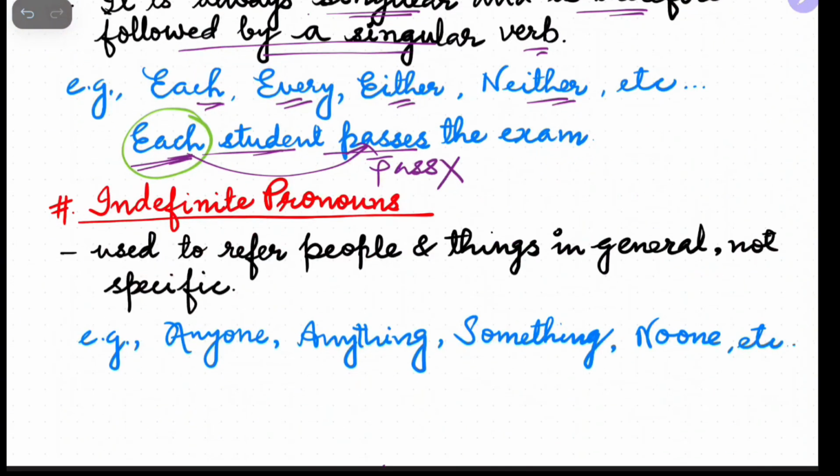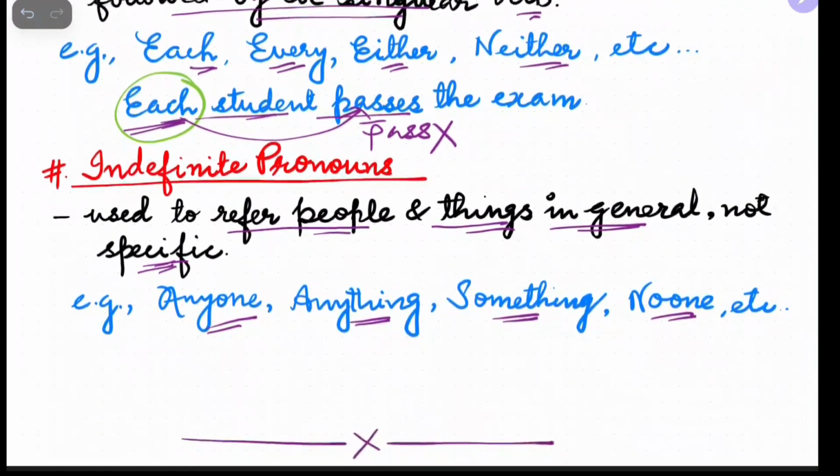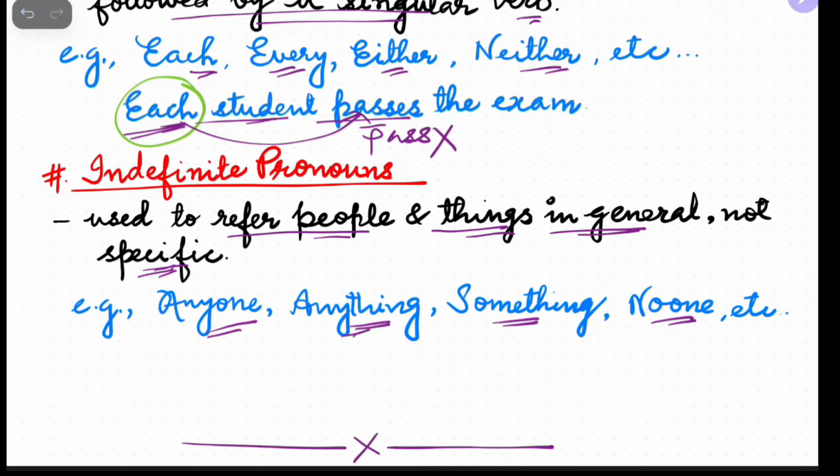The next example is indefinite pronouns. So what are indefinite pronouns? It is used to refer to people and things in general, not specific, right? So examples will be anyone, anything, something, no one. Like these are examples of indefinite pronouns. It's not referring to some specific people. Anyone means can be anyone, right? Anything means can be anything.